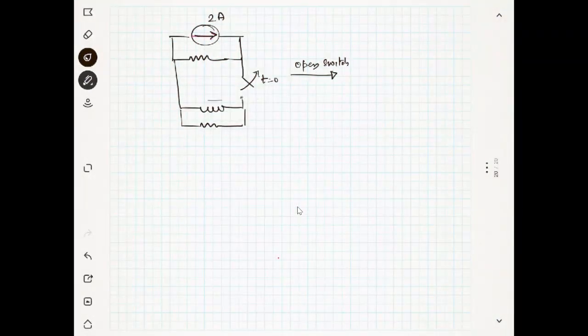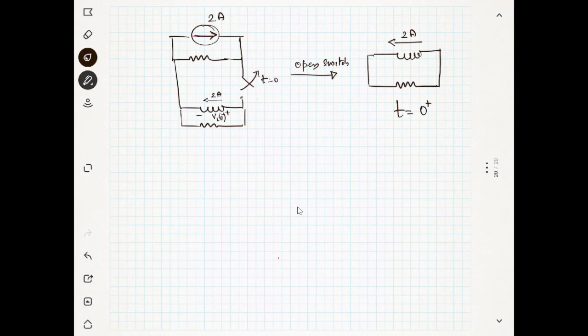Previously the current was like this, and the voltage was like this. This is VL of 0 minus. The voltage polarity was like this previously. Now, when you open the switch, you have only one part of the circuit. The other part is lost because there is no connection to it. The 2 ampere current is flowing like this. So this is the situation at t equal to 0 plus. The polarity of the voltage we will talk about later. We will talk about the current first.